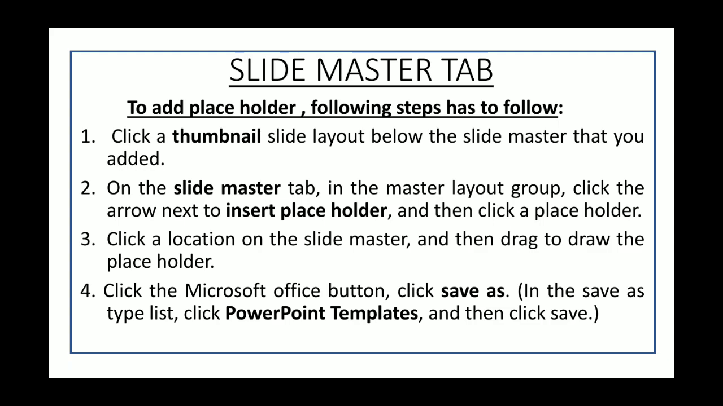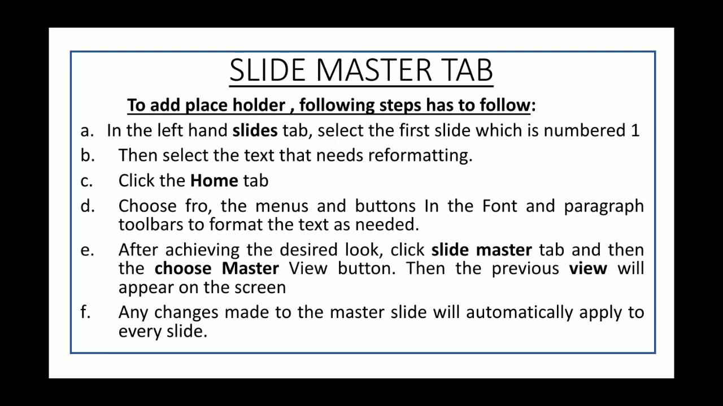Then click the Microsoft Office button and click Save As. This Save As option is for saving the PowerPoint presentation file as a template. In Save As, just type the template name and save.